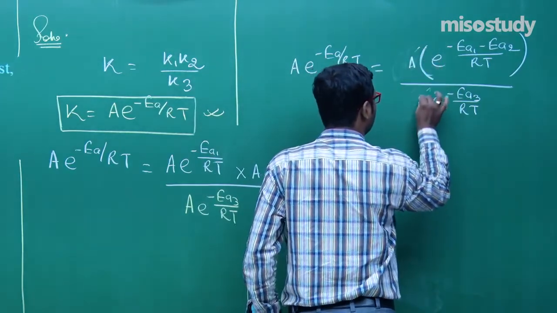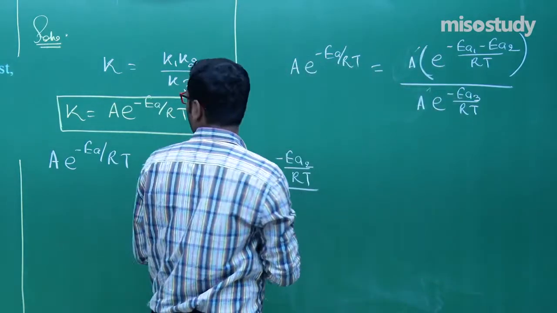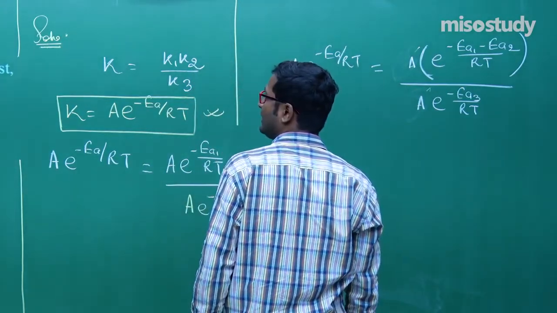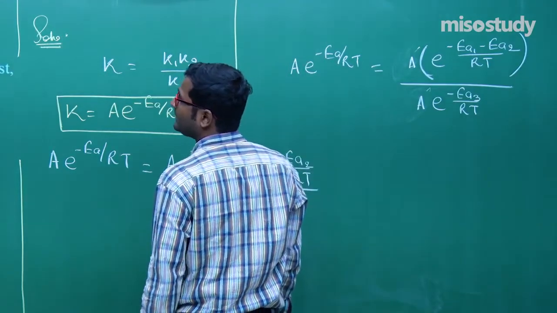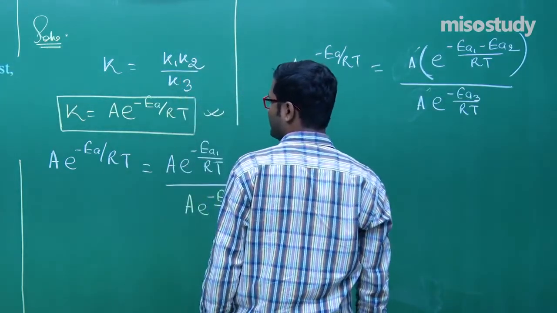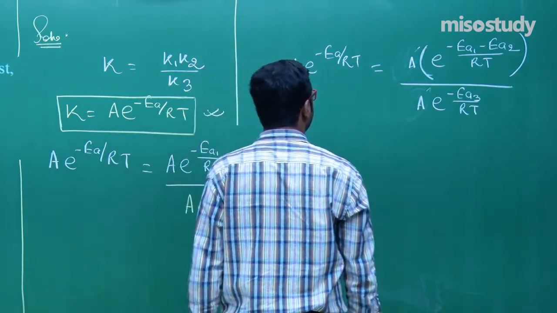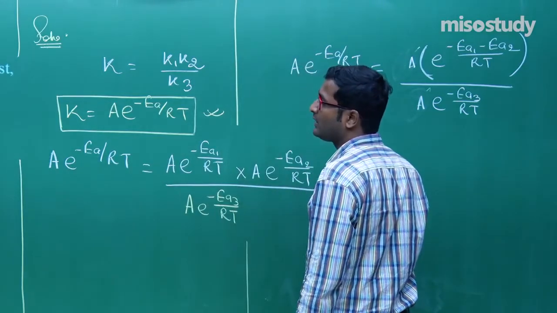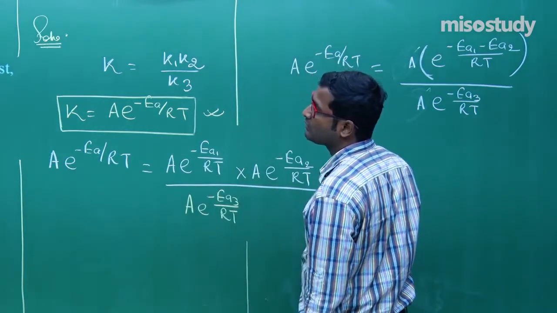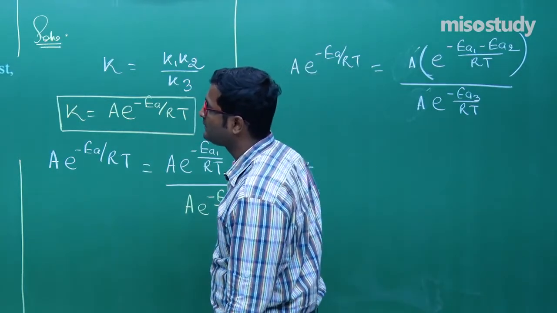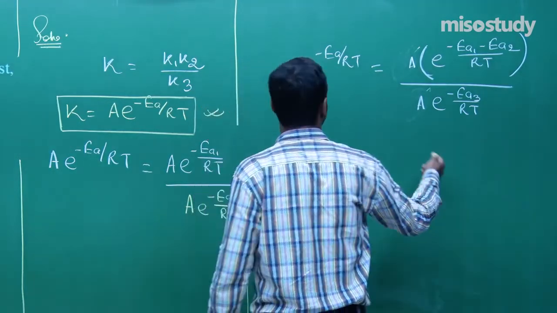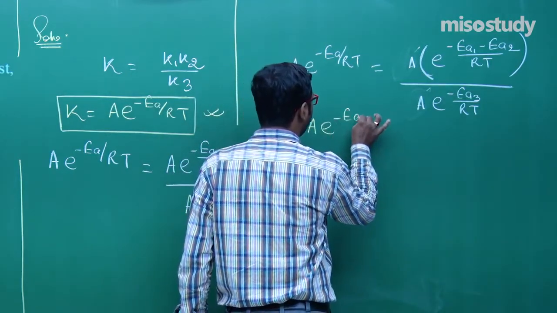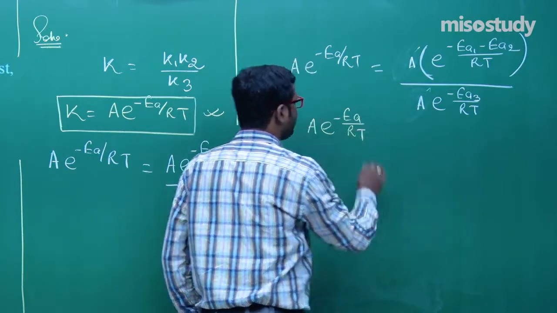A also here, now A also here. Now move here, what will happen? Given the overall energy of activation value for the first, second and third reaction, the rate constants are Ae^(-Ea1/RT), Ae^(-Ea2/RT), and K3 is Ae^(-Ea3/RT). The overall rate constant K is Ae^(-Ea/RT). Clear to you?